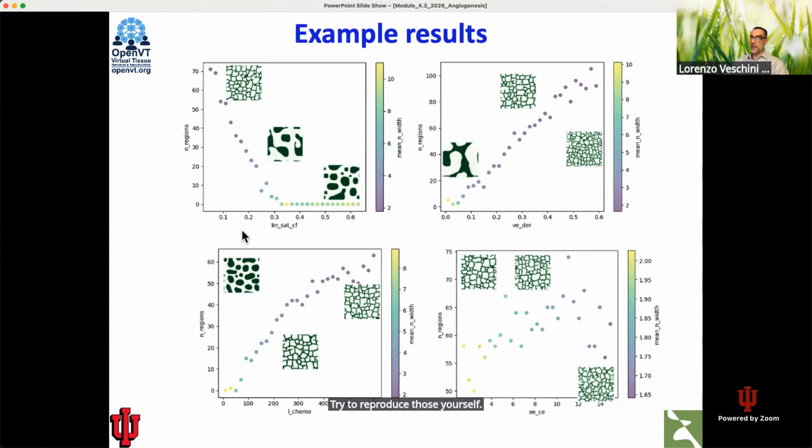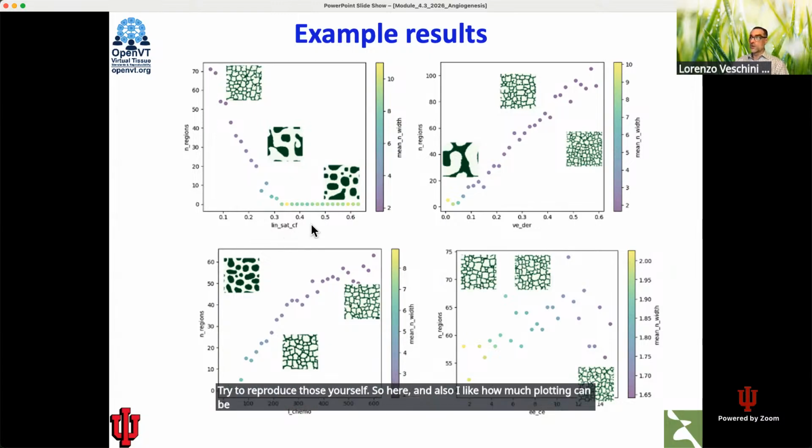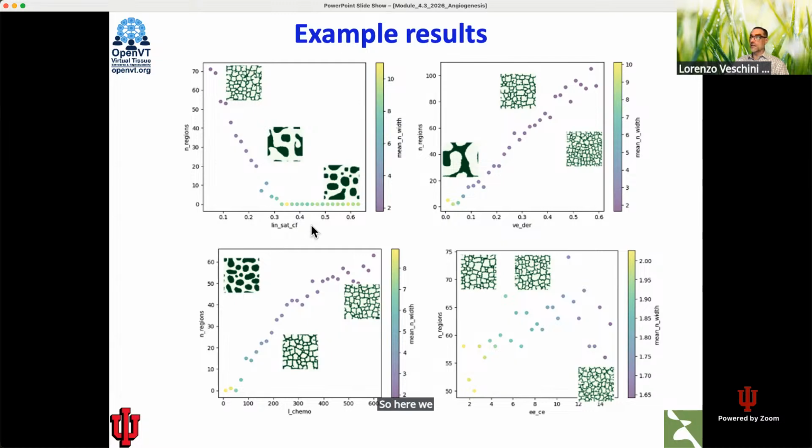So here, and also highlighting how much plotting can be useful, we have taken as a metric the linear saturation coefficient.